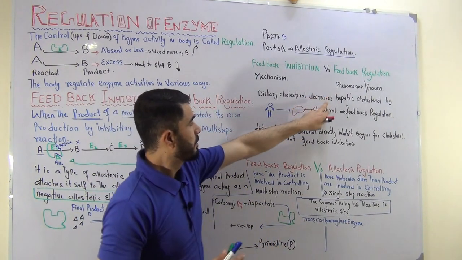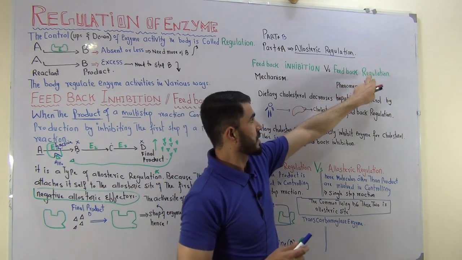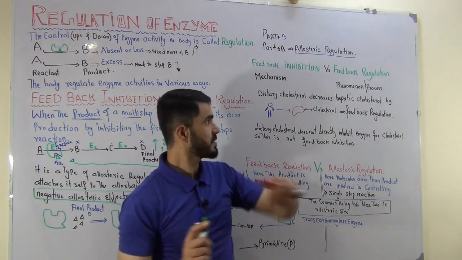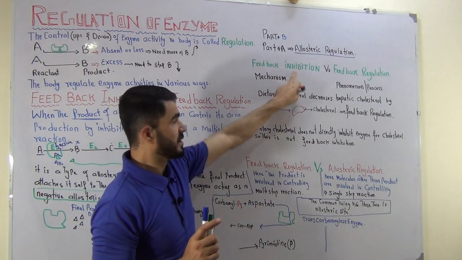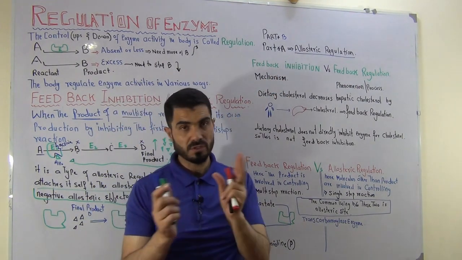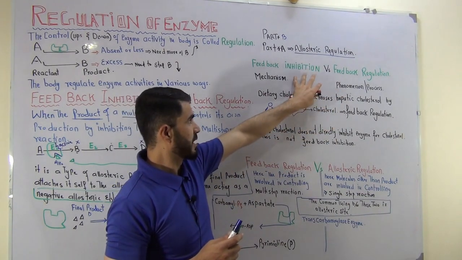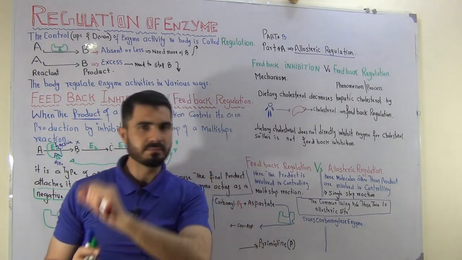Point number one, feedback regulation is a phenomenon. This is the first thing. As compared to feedback regulation, feedback inhibition is a mechanism. Now let me tell you in detail how these two are different, by telling you one important example.